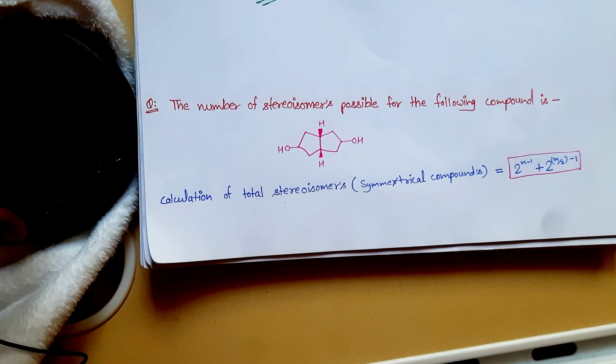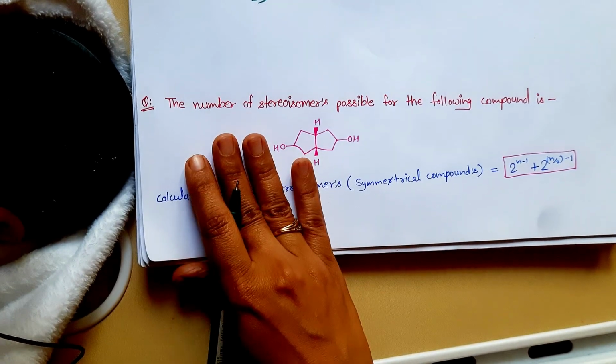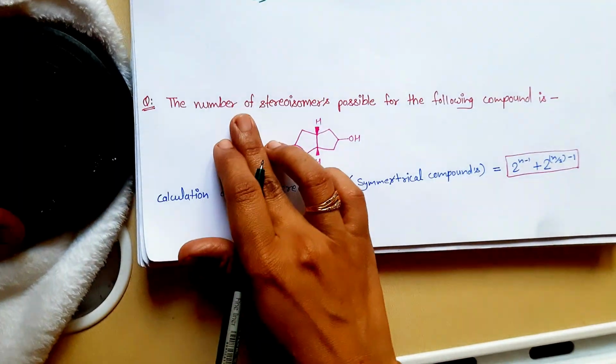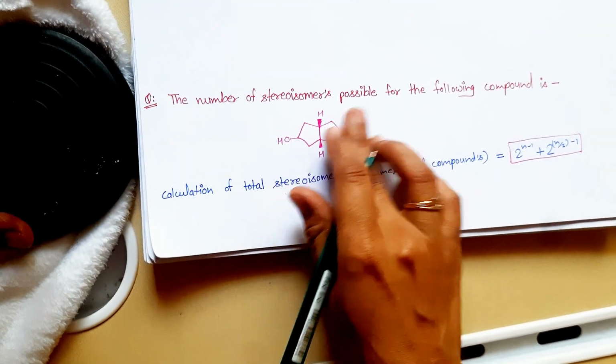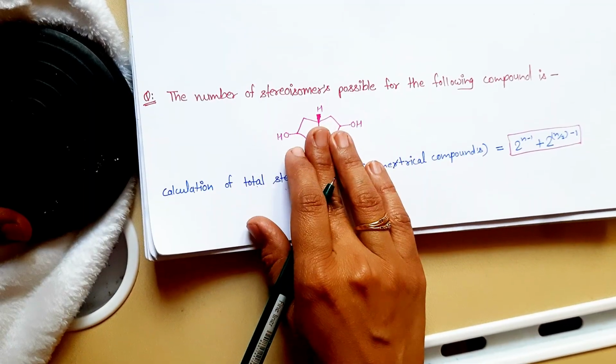Hello friends, today we start with this question. This question came in the IIT JAM 2025 exam. The question asks about the number of stereoisomers possible for the following compound. They are giving a bicyclic compound.